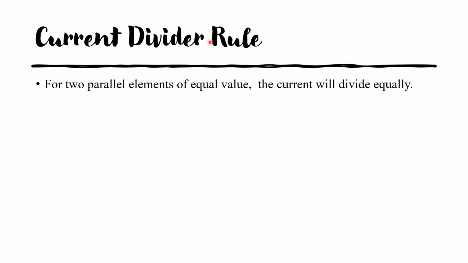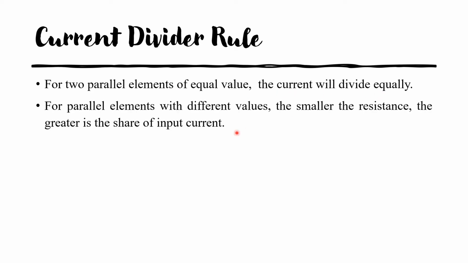Current divider rule. For two parallel elements of equal value, the current will divide equally. For parallel elements with different values, the smaller the resistance, the greater is the share of the input current.